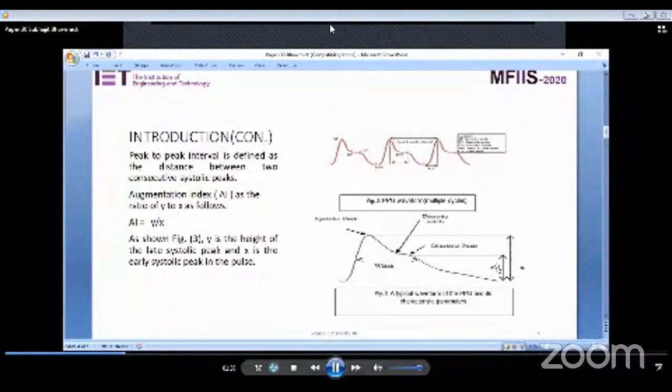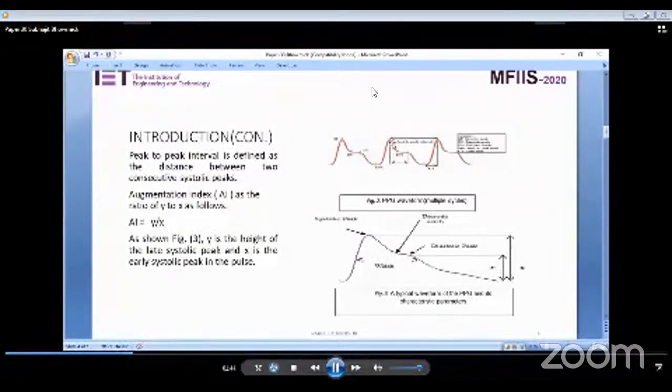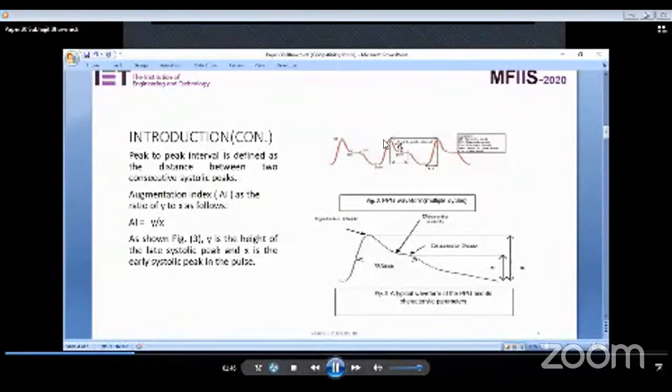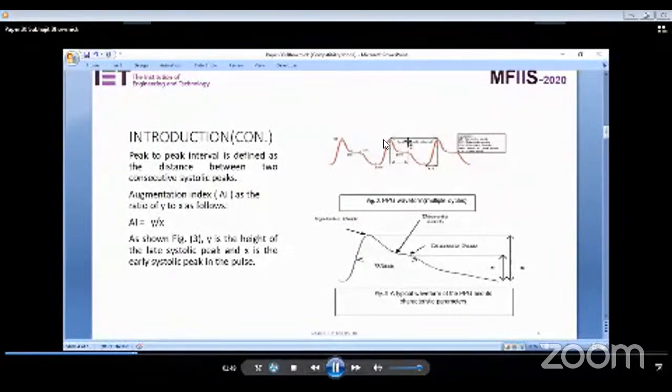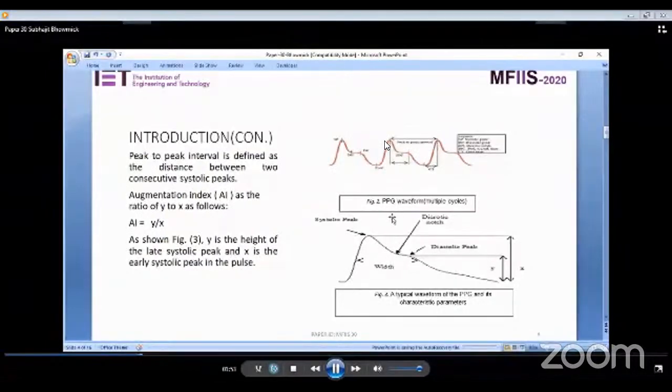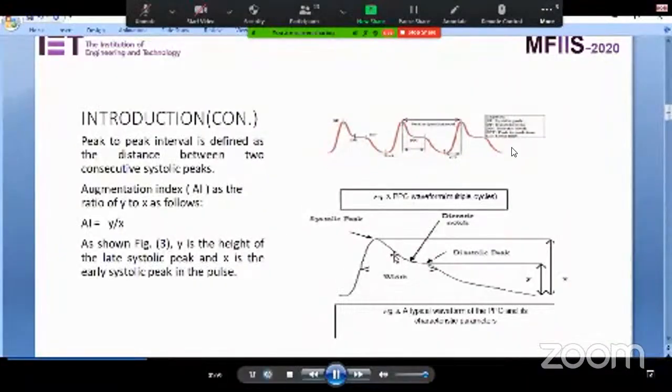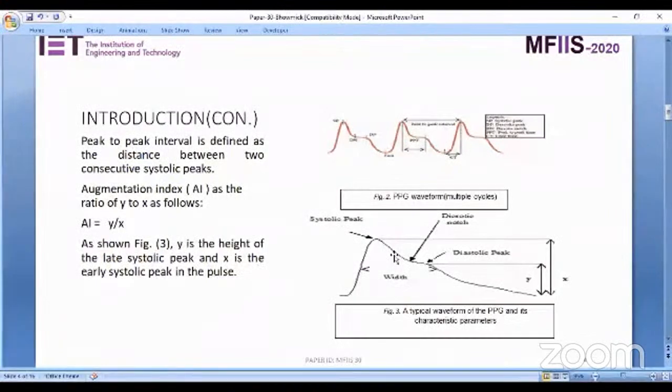In figure 2, the peak-to-peak interval is defined as the distance between two consecutive systolic peaks. Please check, everyone: this peak-to-peak interval means the distance from one systolic peak to another systolic peak. In figure number 3, y is the height of the late systolic peak and x is the early systolic peak. The ratio of y to x is called the augmentation index.